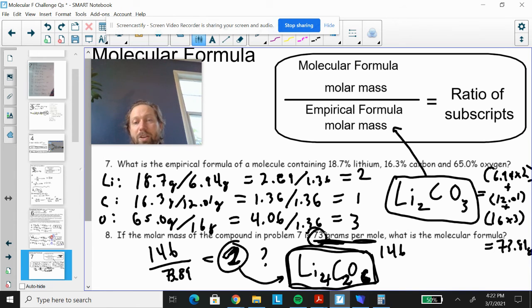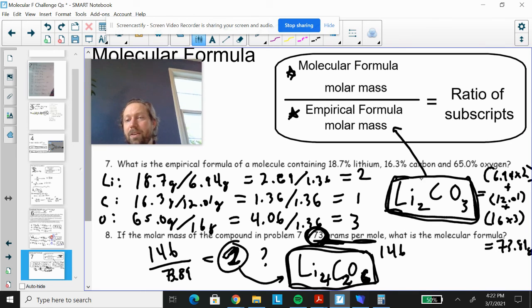So you're going to take your molecular formula molar mass or weight and divide it by the empirical molar mass, which you get by adding the molar masses of the elements up for the empirical formula. And that was 73.89 in this example.